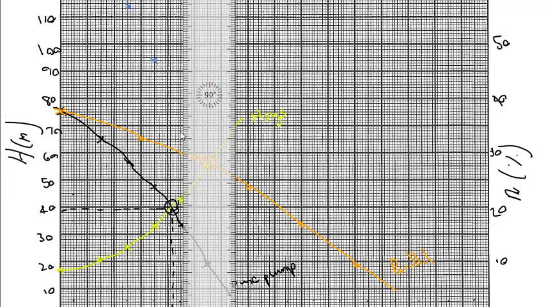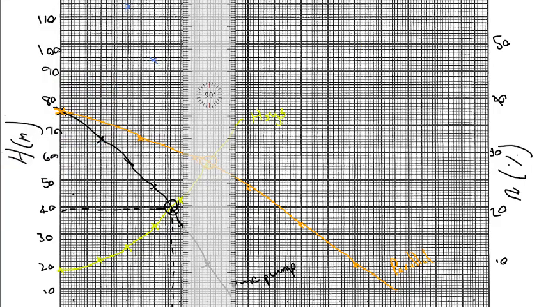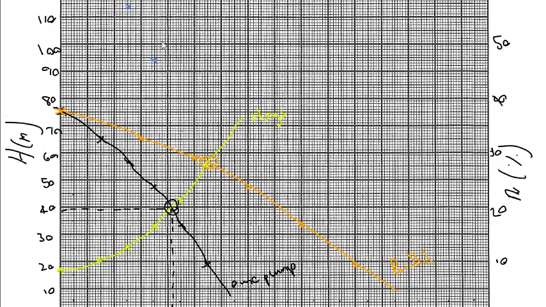So let's go and look at that. 68. Let's pick up the pen. And 68 will lie somewhere there. Let's remove our ruler. And we'll sit with 68 right there.